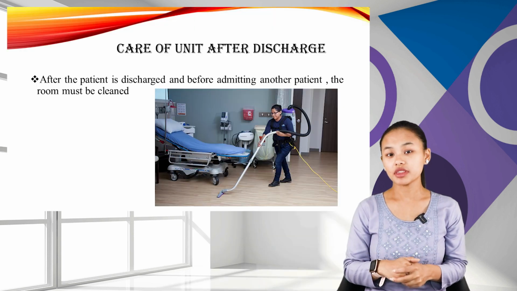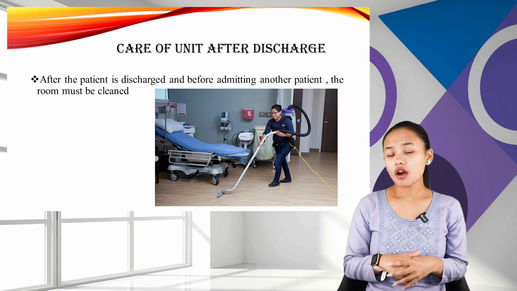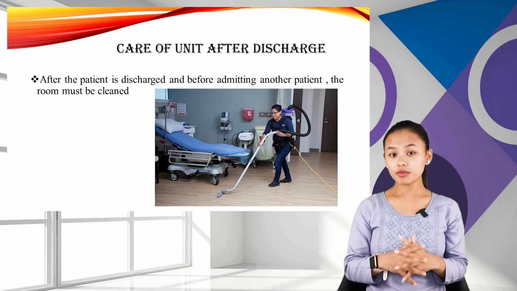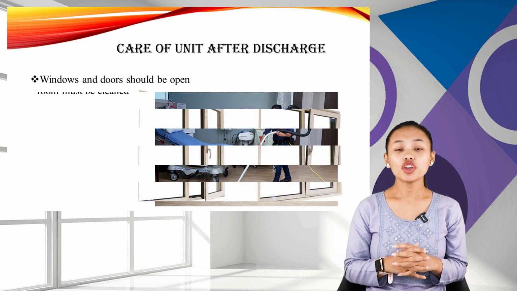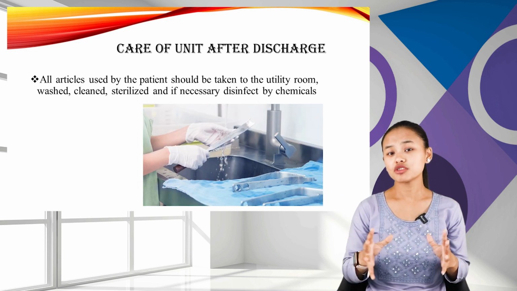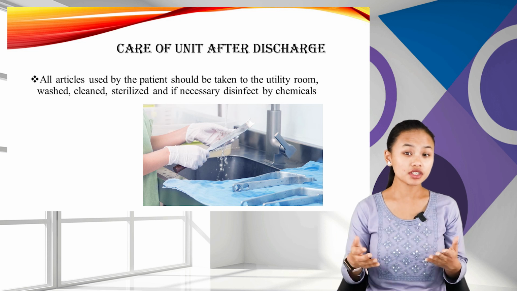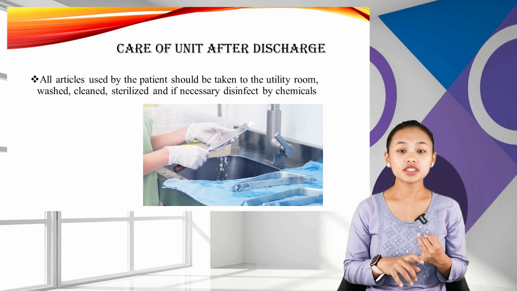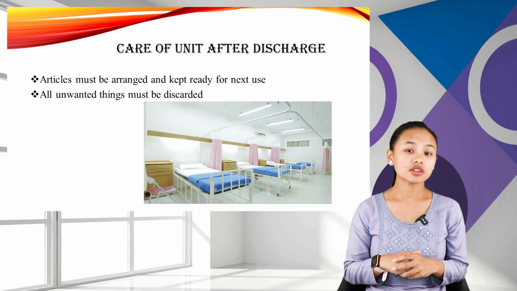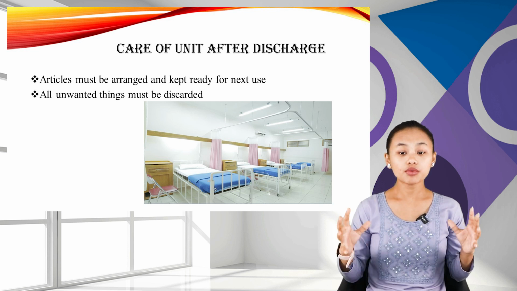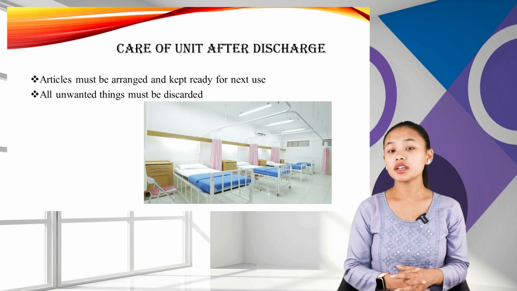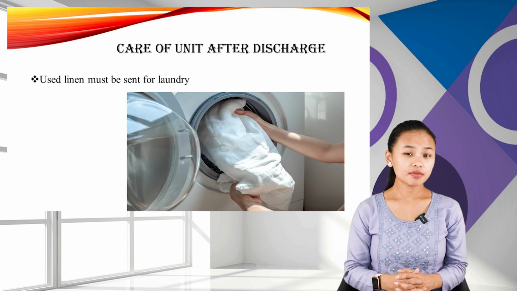Now moving on to the next one, that is the care of the unit. Here, after the patient has been discharged, before you admit another patient in that particular room, you must make sure that the room has been cleaned. You must make sure that all the doors and windows are open, and whatever articles were used by the patient, you must take them to the utility room where these articles will be cleaned, sterilized, and if necessary disinfected by chemicals. You must also make sure that all the articles are rearranged and kept ready for the next use. All the unwanted things must be discarded, and all the used linens must be sent for laundry.